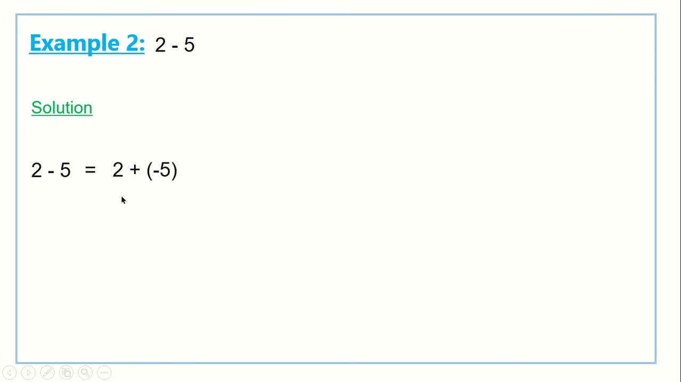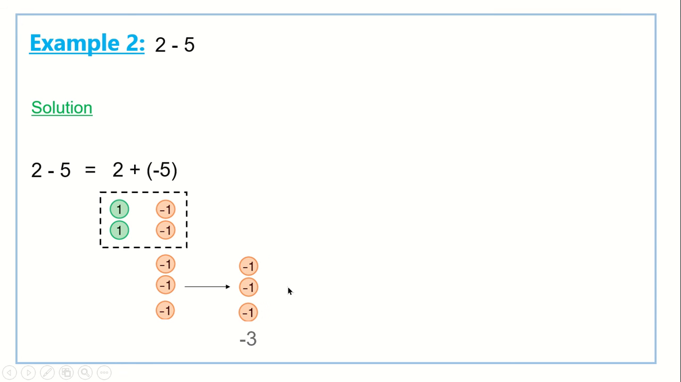Another example. We have got 2 minus 5. So then, this is the same as 2 plus a negative of 5. So we will get 2 discs of 1 and 5 discs of negative 1. Now, since I have 1 and negative 1, that will make a zero pair. And this 1 and this negative 1 will make another zero pair, such that I remain with negative 3. So negative 3 becomes our answer.